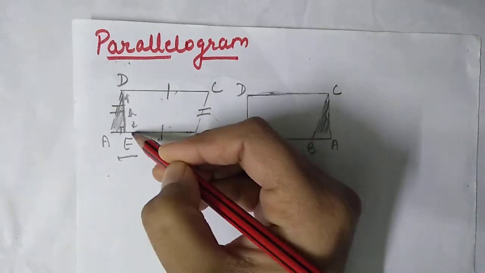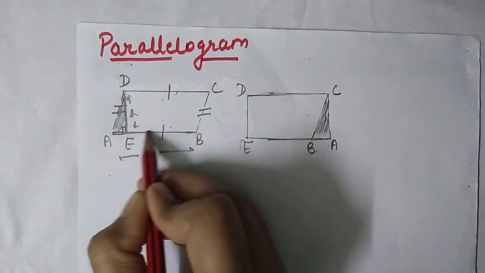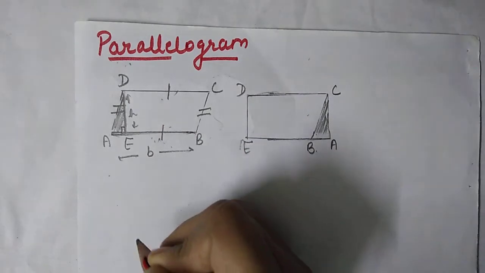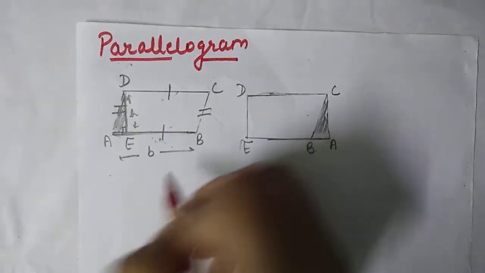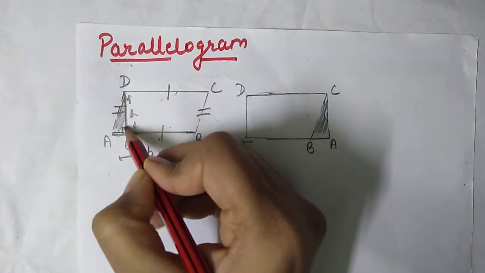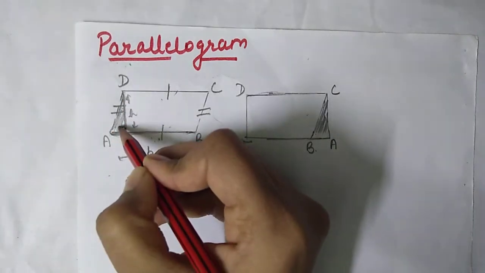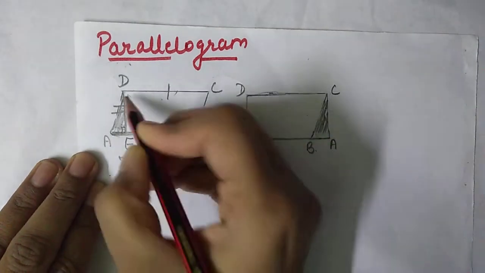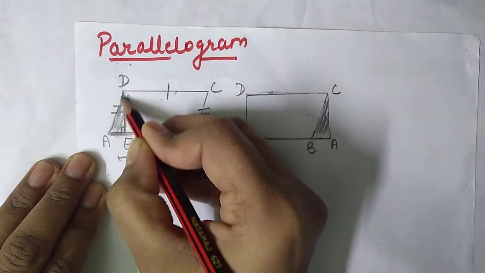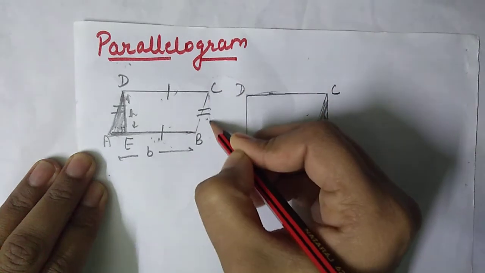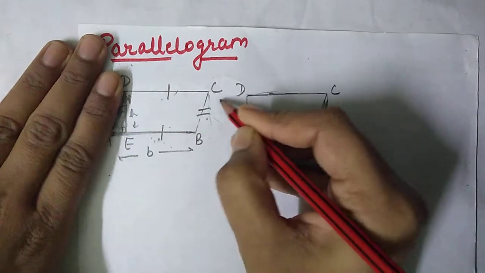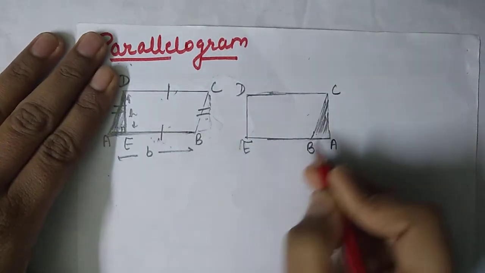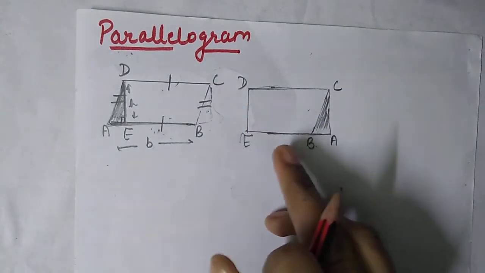And where the perpendicular drops, that side will be your base. Okay, this is your base. So now how will you find the area? For this I have just cut off this triangle and pasted it here. So after pasting, what will I get? Just see, I will get a rectangle like this.